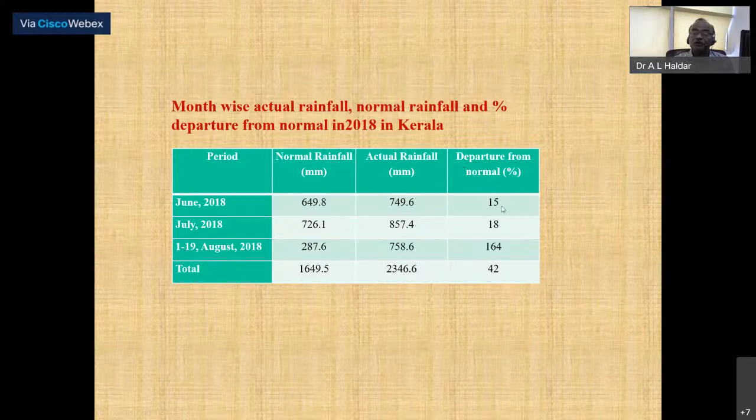It means the percentage in the Kerala region, if you see, was in the month of June 15%, and by 19th August, Kerala was 164%. The flood rainfall was 287, whereas the normal rainfall was 27. So this has given the impact in that region as landslide and flood.